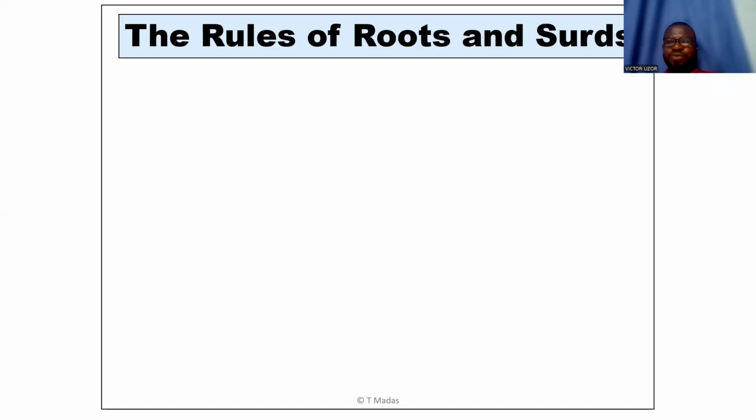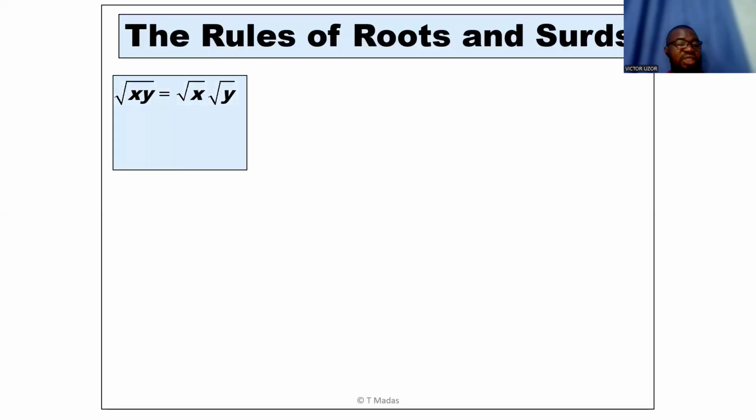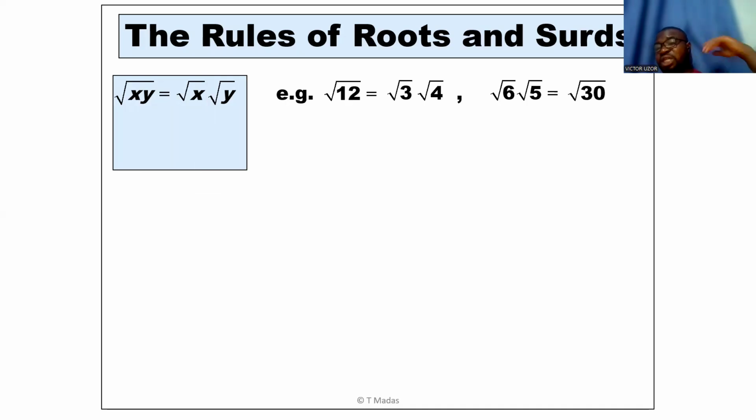Once you understand the rules of surds, every other aspect of it is so simple to do. The first rule is that when there are two numbers multiplying each other, the square root of them can be separated. Example, root 12 is the same thing as root 3 times root 4. You can find the square root of 4, but you cannot find the square root of 3. And another one again, root 6 times root 5 is the same thing as root 30. So you can split and you can also put them together.